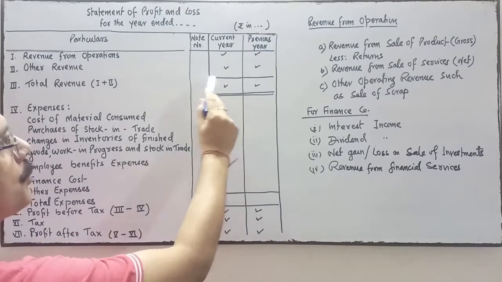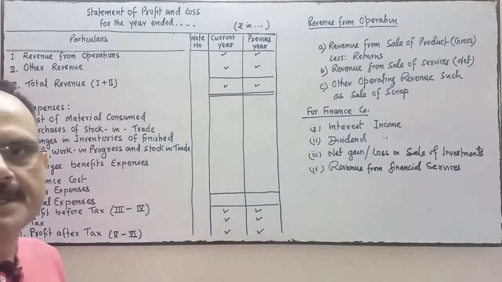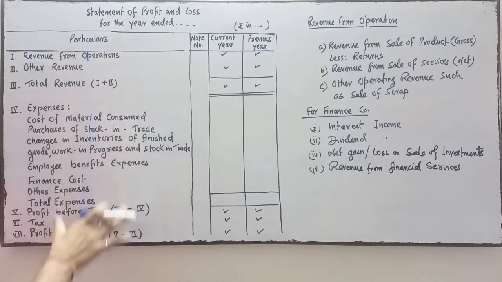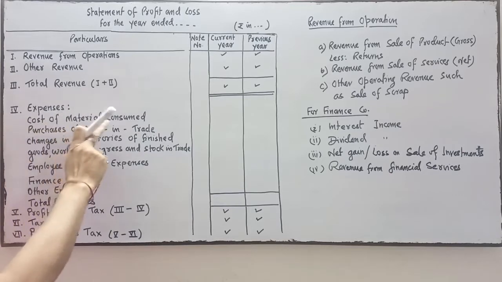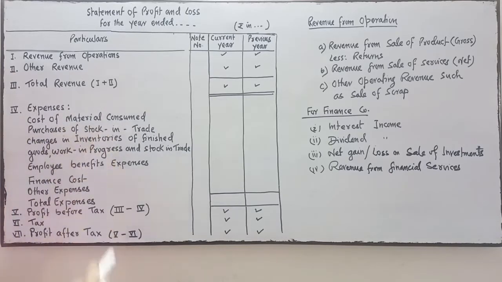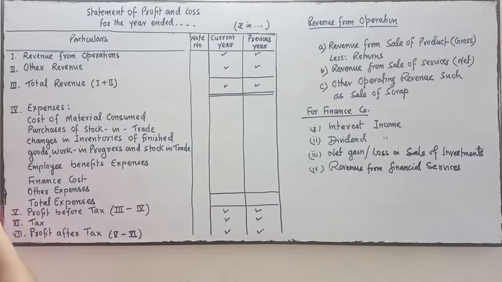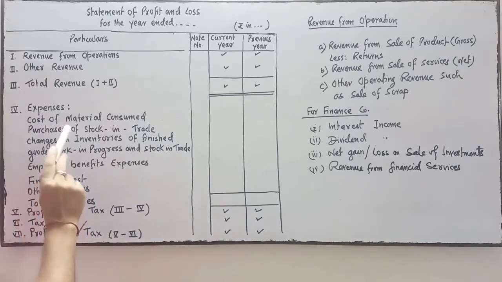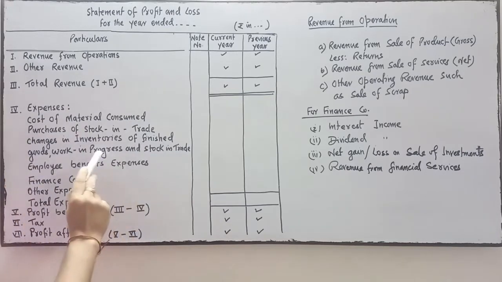Then we have to do the total over here. Come to the expenses. Fourth is expenses, in the same particulars column. Expenses: cost of material consumed, previous year, current year. Purchase of stock in trade. Change in inventories of finished goods, work in progress and stock in trade.